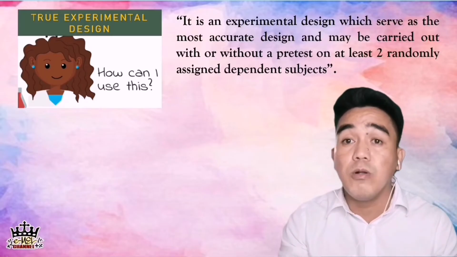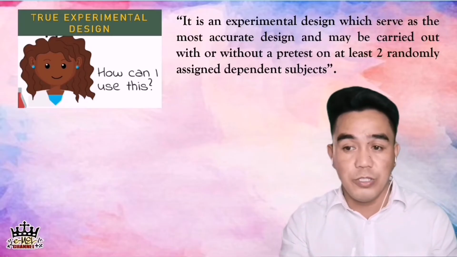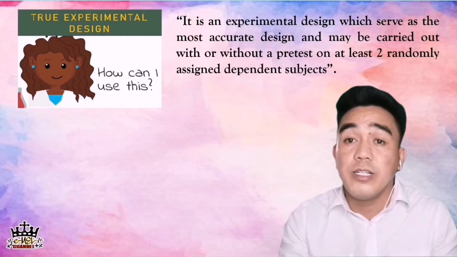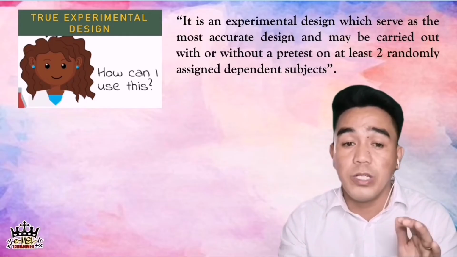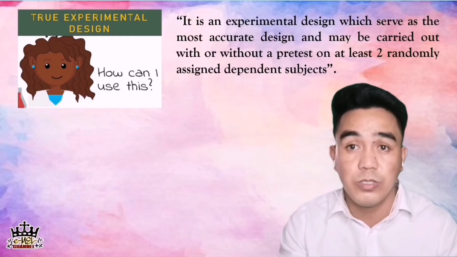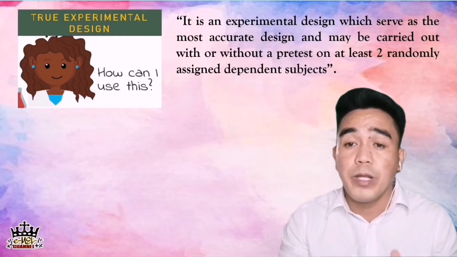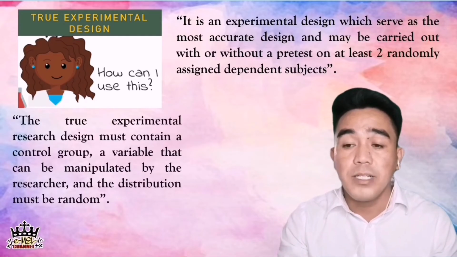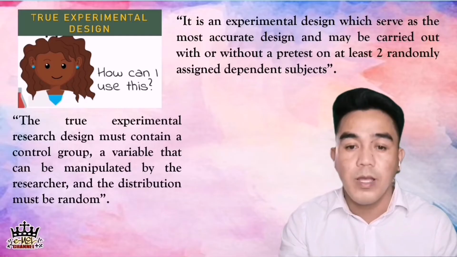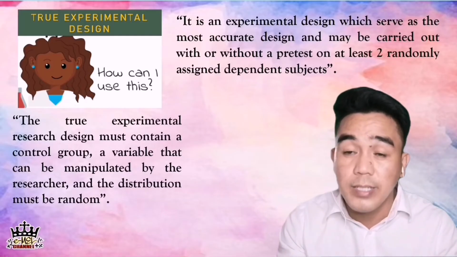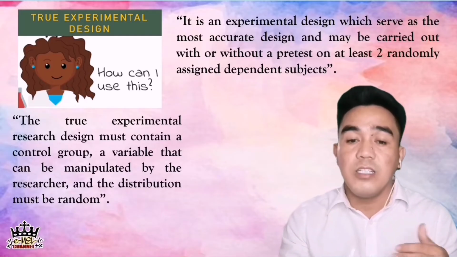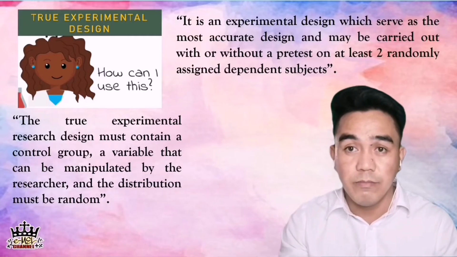Provided that the variable can be manipulated by the researcher, which means the researcher himself will do the manipulation without any outside factors. In short, the true experimental research design must contain a control group, a variable that can be manipulated by the researcher, and the distribution must be random.